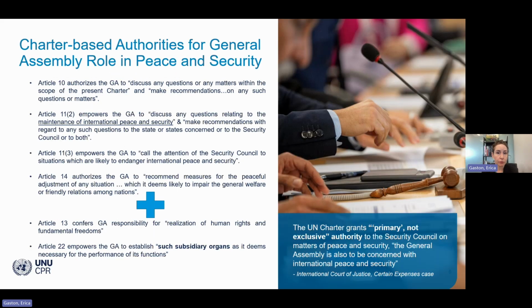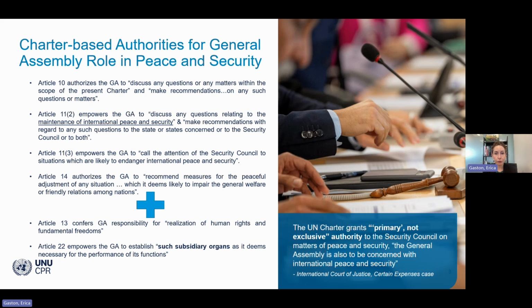In terms of what those charter-based authorities are, just to switch a little bit into the content, I won't get into this in too much detail. You can always switch to the handbook, but we grounded in looking at Articles 10, 11, and 14, really providing broad authority for the GA to discuss any matters that are in the scope of the present charter, and specifically relating to the maintenance of international peace and security.